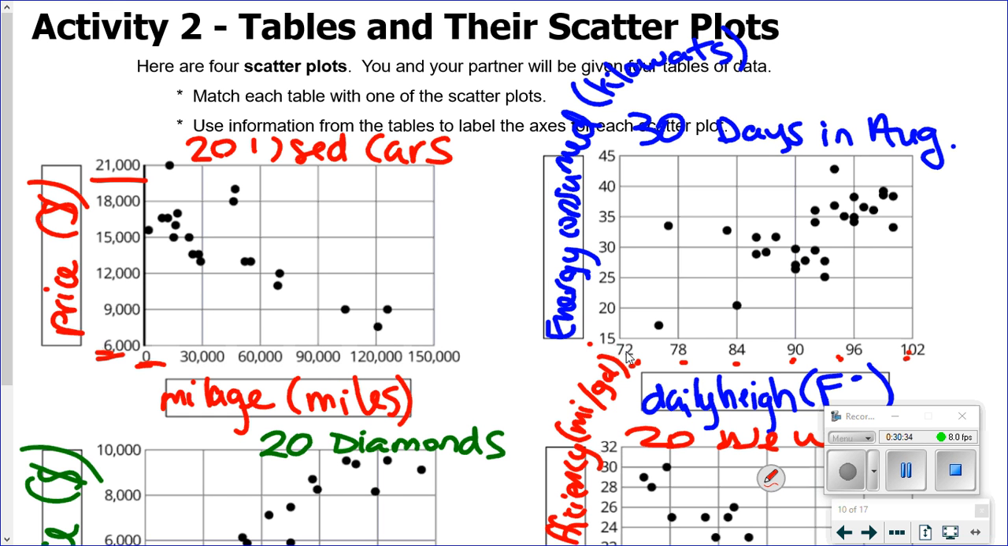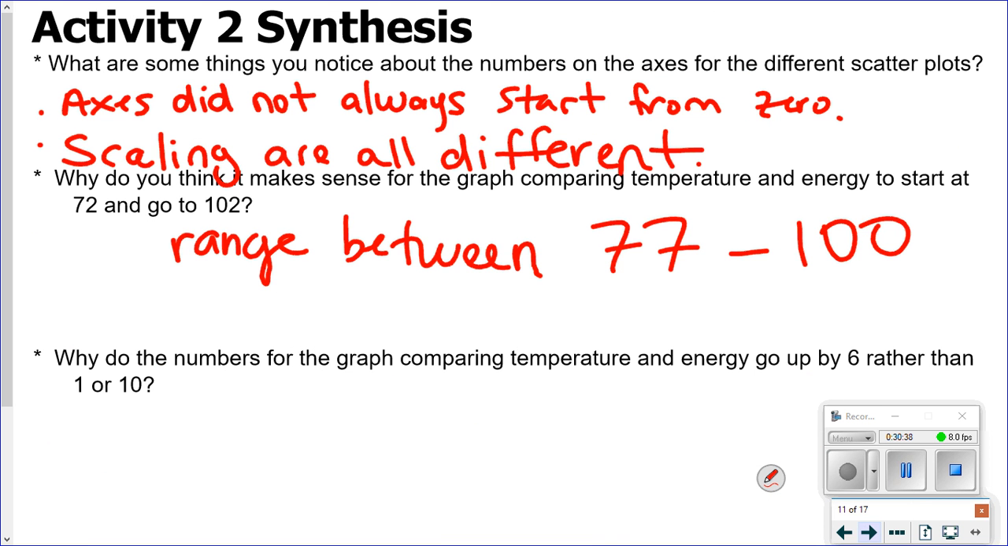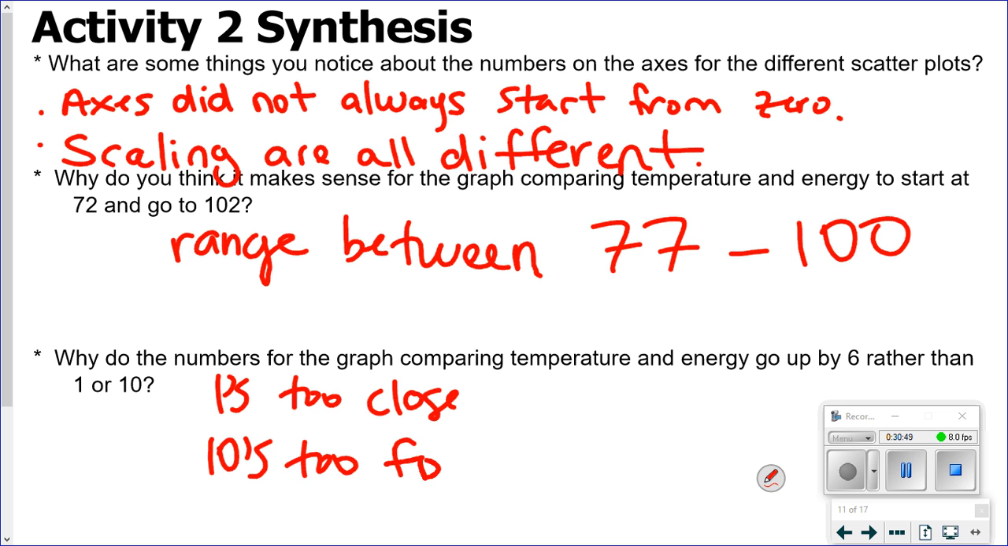Why not 6s? Someone might have done 5s, which is still pretty reasonable. If they counted by 1s, the data might be too close. If they counted by 10s, the data might be too far apart or spread out. Okay, so just some things to think about when scaling appropriately from data tables to scatter plots, right?